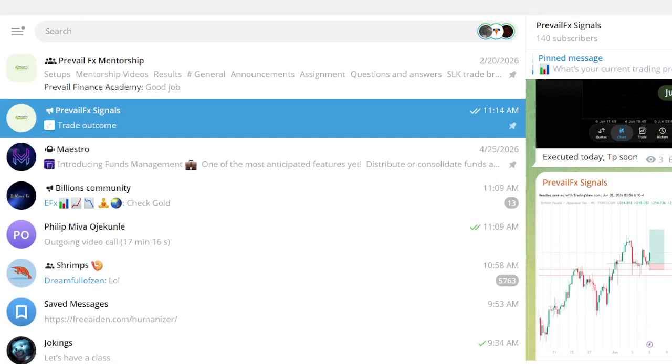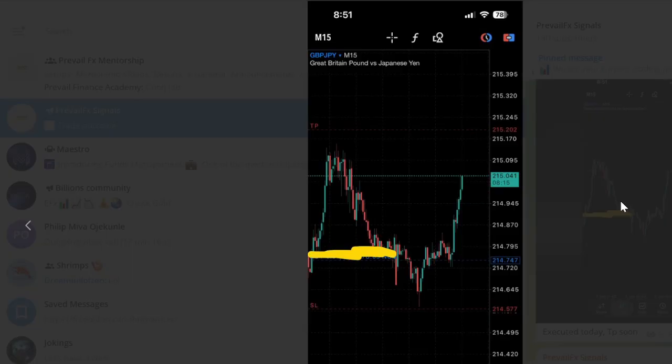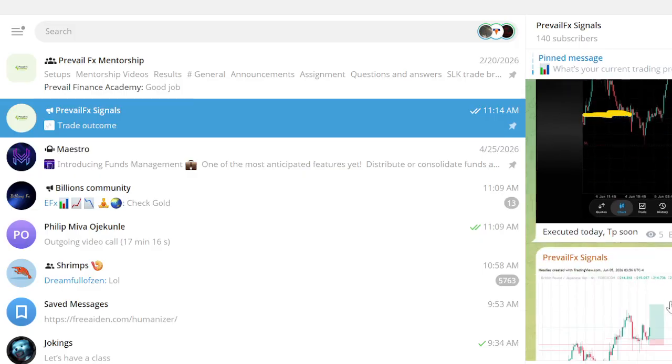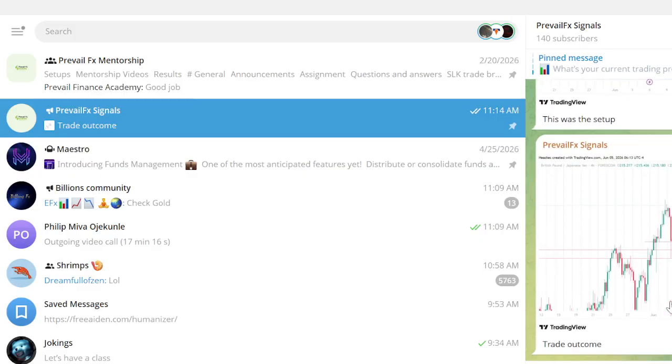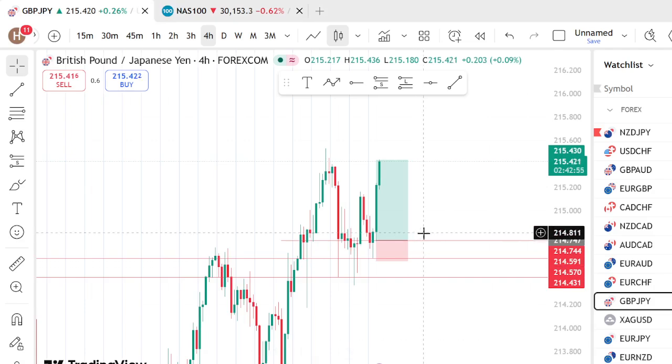So you can see this is my execution, and this was the setup, and this is the progress image of the setup. I'm going to be giving you a breakdown of how I took this trade. It's very easy and very straightforward.